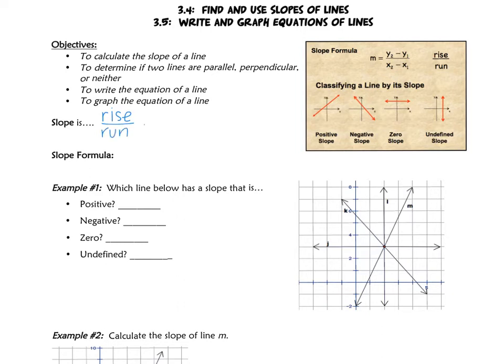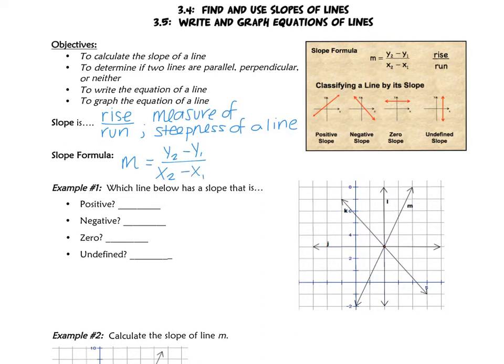You can also think of it as the measure of the steepness of a line. Okay. The formula for slope, m is represented as slope, equals y2 minus y1 over x2 minus x1. Again, that's written over in our little yellow box over there. It'll be really important that we look at that.